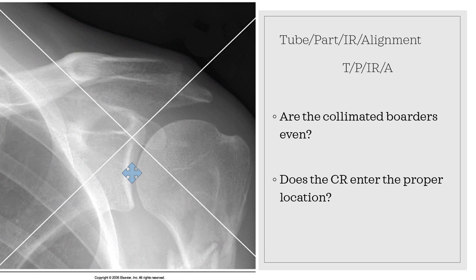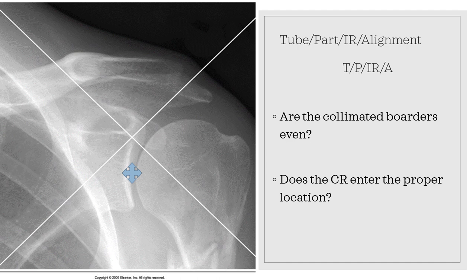Tube part IR alignment. Are the collimated borders even? Does the CR enter the proper location? Is the tube centered and detented? Is the collimation only to one side? The view of the grassy shoulder centering is close to optimal.